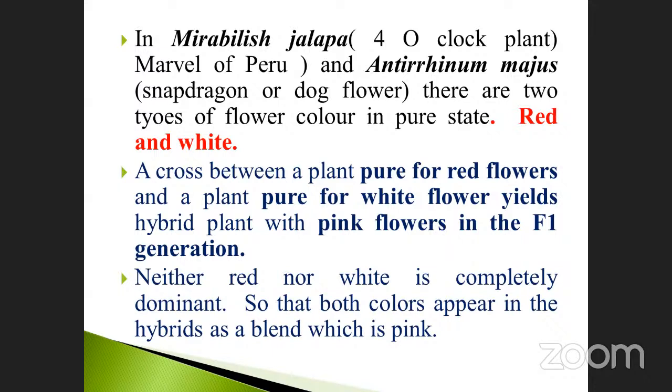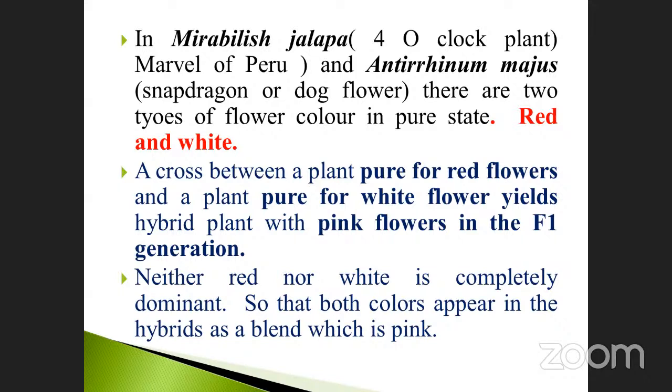A cross between a plant pure for red flowers and a plant pure for white flowers yields the hybrid plant with pink flowers. This is seen in the F1 generation. What will be the dominant character here? Red is the dominant, so in the F1 generation you would get red only. But instead of red, what did you get? A pink flower. It is a mingled one.